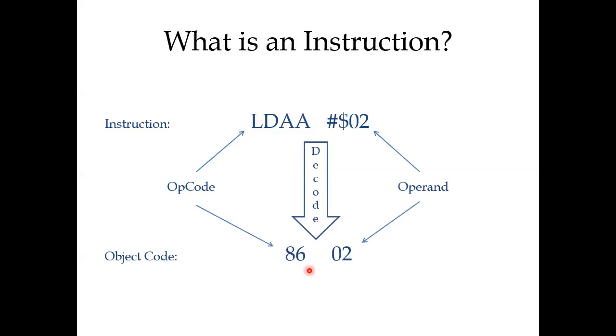8602 is hex. Remember, every hex digit means 4 digits of binary. So 86 itself is 1 byte, 8 bits, right? 1 hex digit is 4 bits of binary. So this is 1 byte, and this is 1 byte. So the instruction itself is 2 bytes. The first byte is the opcode, and the second byte is either data or an address. We'll talk about this more later.